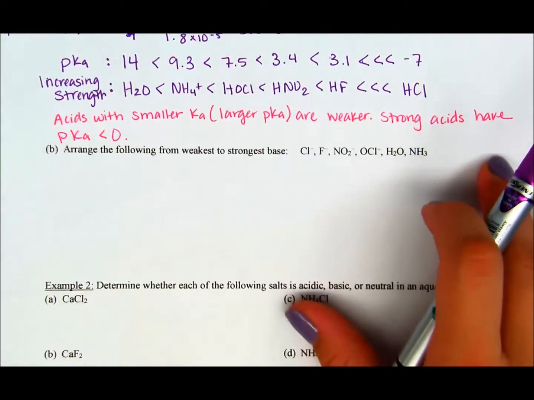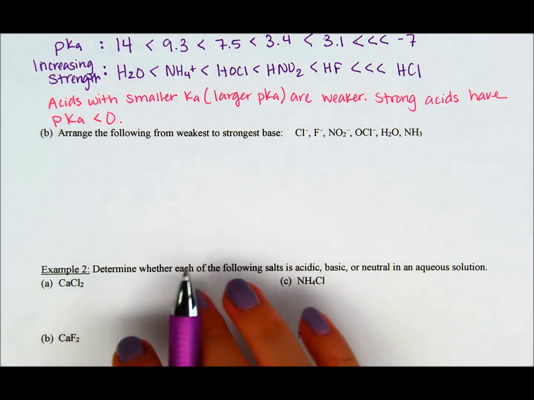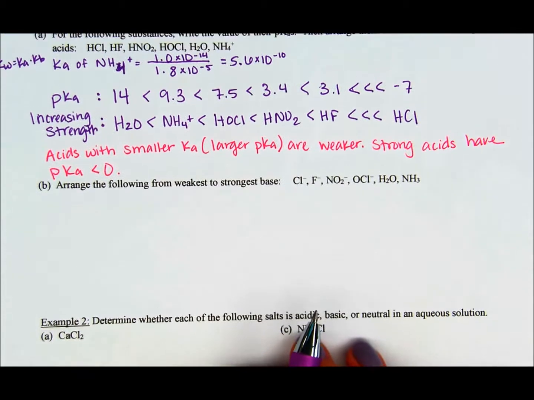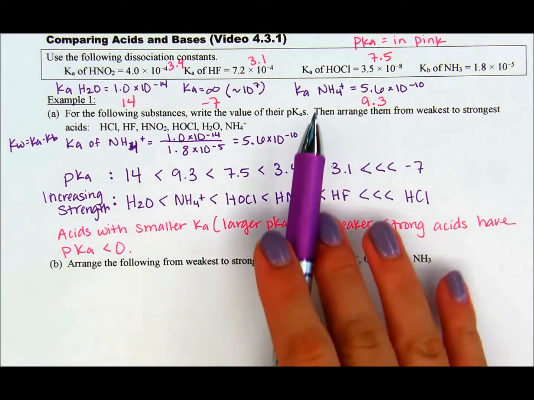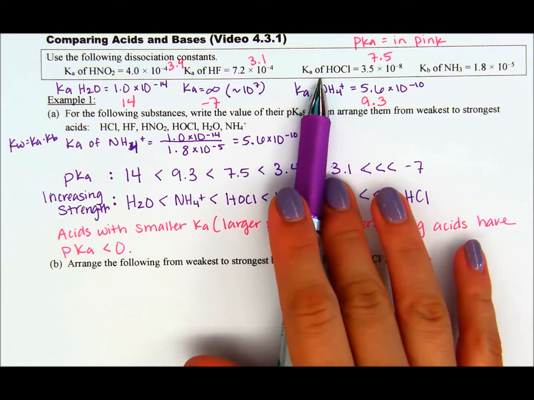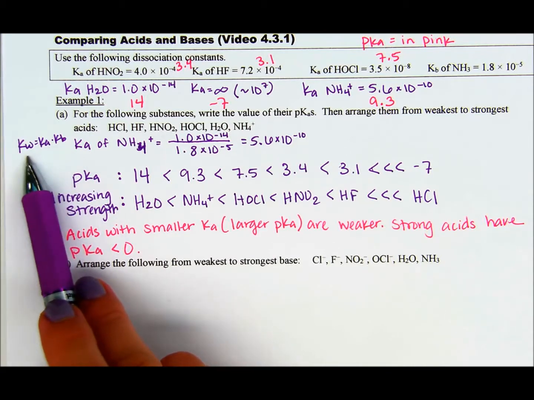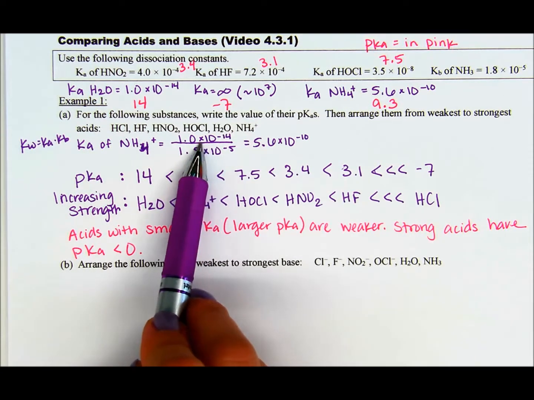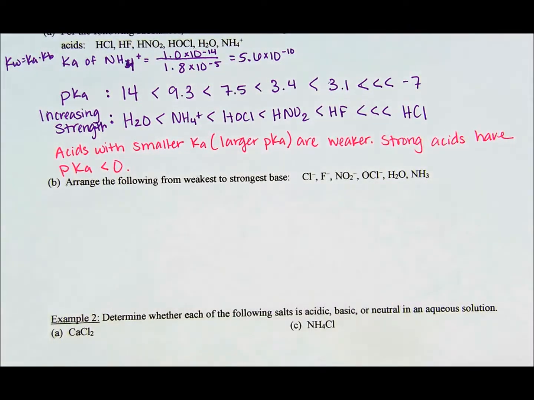Okay, so here, arrange the following from weakest to strongest base. For this one, you are going to need to find the Kb's. So I want you to go ahead and pause the video and find the Kb's for all of these from the Ka's here. And if you don't remember exactly how to do that, use this formula: Kw equals Ka times Kb. Your Kw is 1.0 times 10 to the negative 14. So go ahead and find the Kb's for all of these, and then come back.